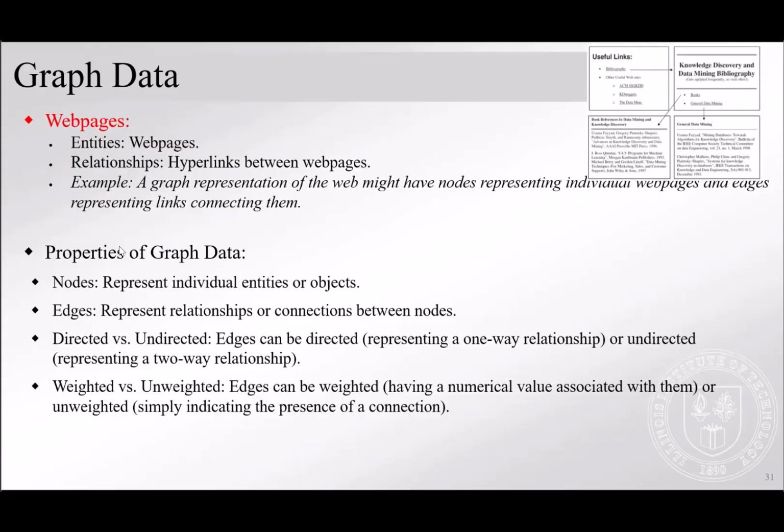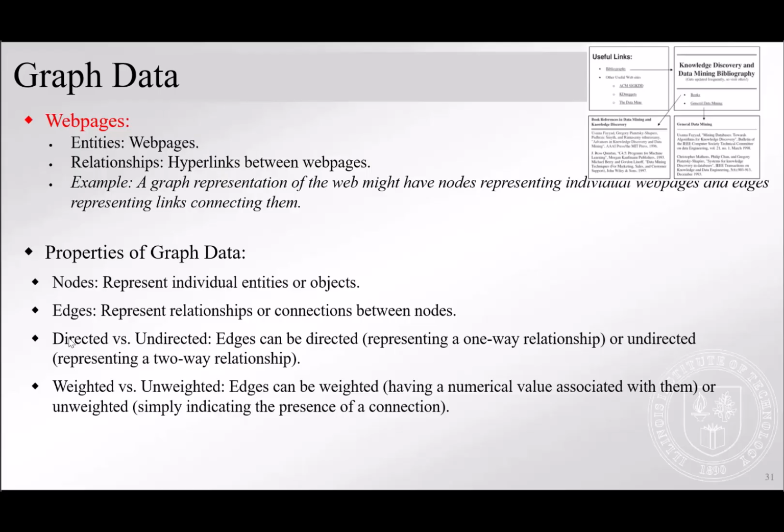So now let's look at some key properties of graph data. Nodes: pretty straightforward. They represent individual entities or objects. In social networks nodes are people, in transportation nodes are cities, in the web nodes are web pages. Edges represent relationships or connections between nodes: friendships, bonds, links, whatever connects your entities. We have directed and undirected edges.